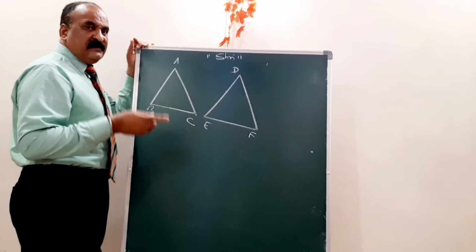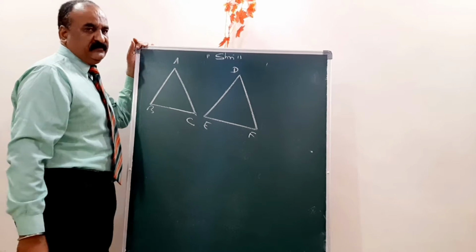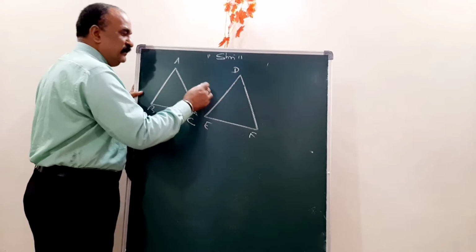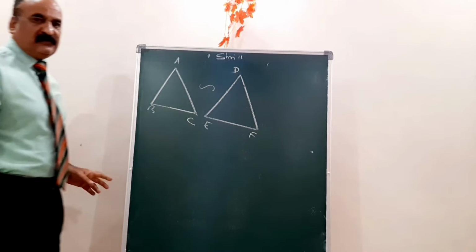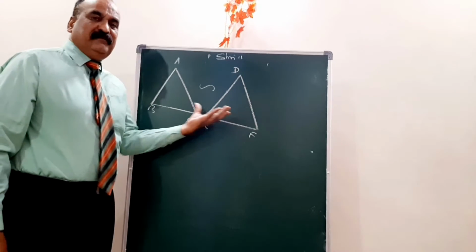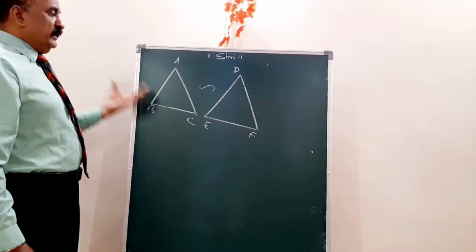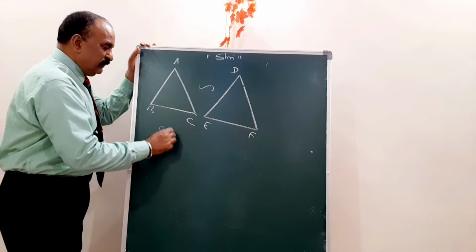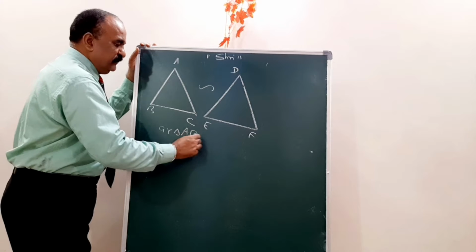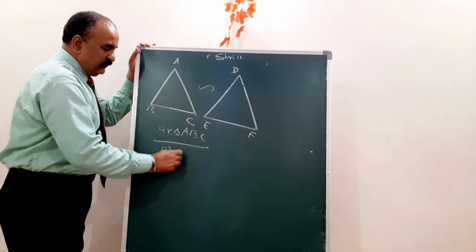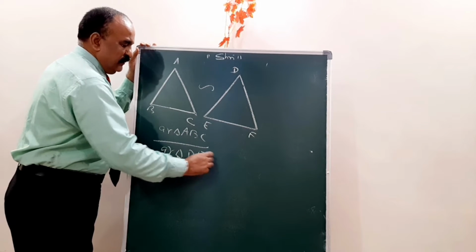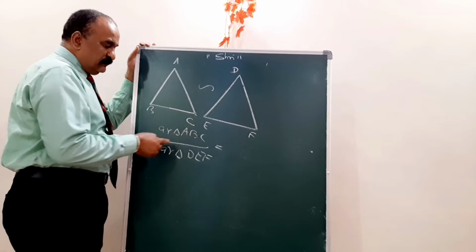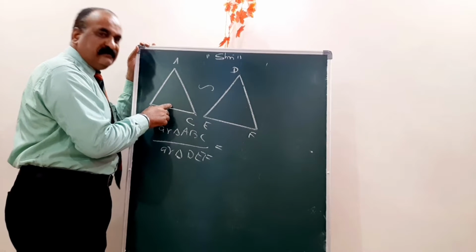Now I am going to discuss the questions from exercise 6.4 first. ABC and DEF are two similar triangles. Triangle ABC is similar to triangle DEF. If the two triangles are similar, then the ratio of the area of triangle ABC upon area of triangle DEF is equal to the ratio of the area of two triangles. Because these two triangles are similar, this is given.